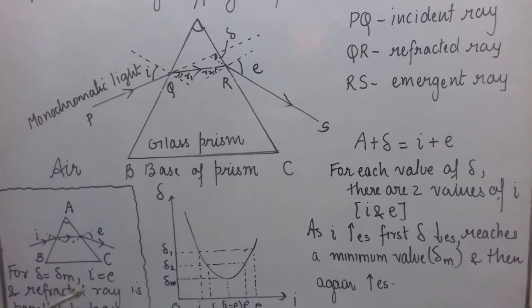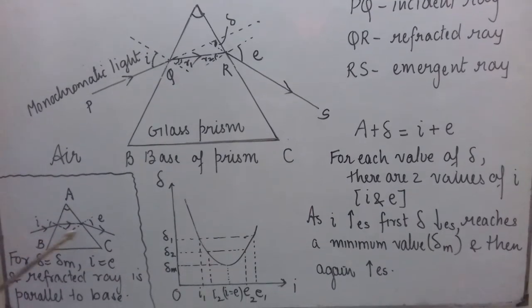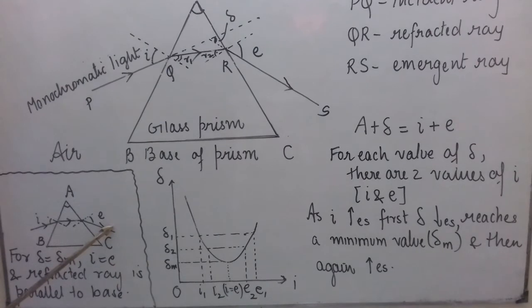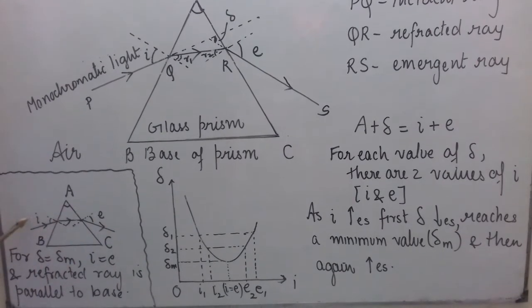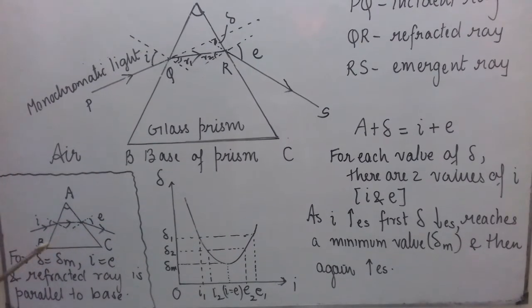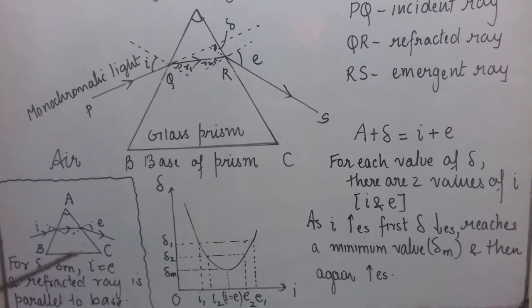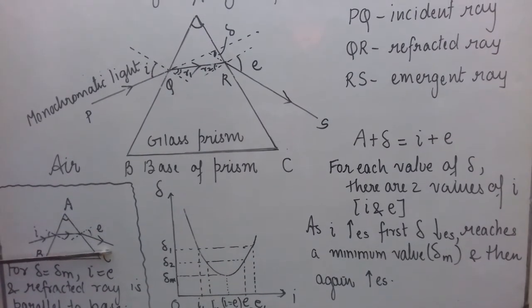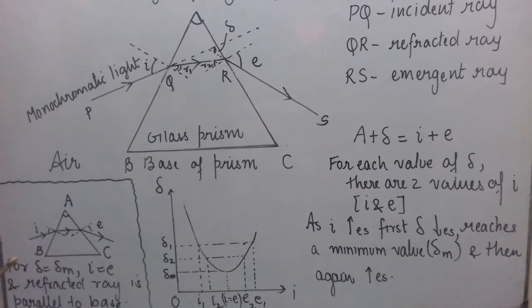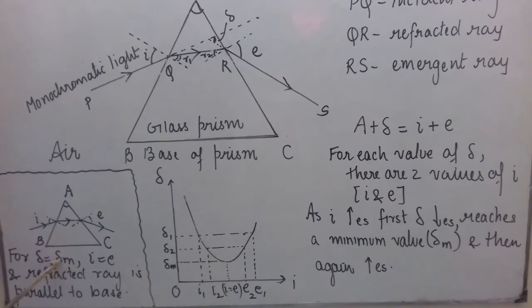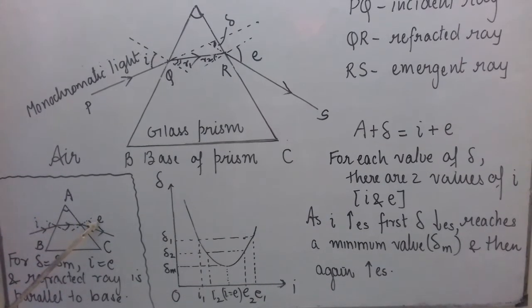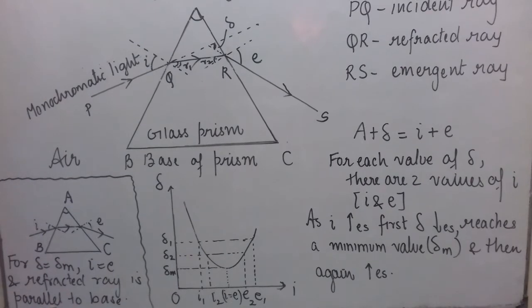You can see this figure looks quite symmetrical on both sides. Here i is equal to e. And one thing more you should remember: whenever i is equal to e, delta is minimum and this refracted ray is parallel to the base of the prism. So for angle of minimum deviation, two things you can remember. One, i is equal to e, and secondly, the refracted ray is parallel to the base.